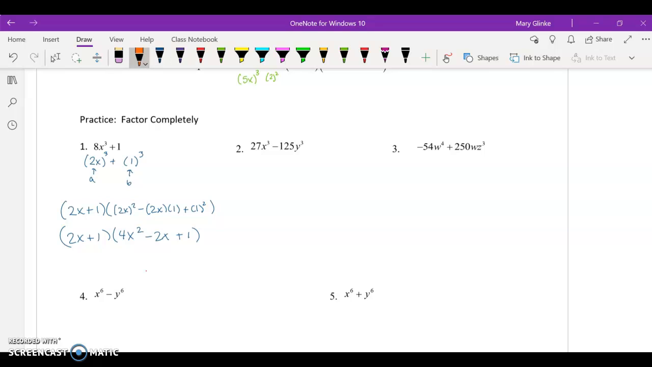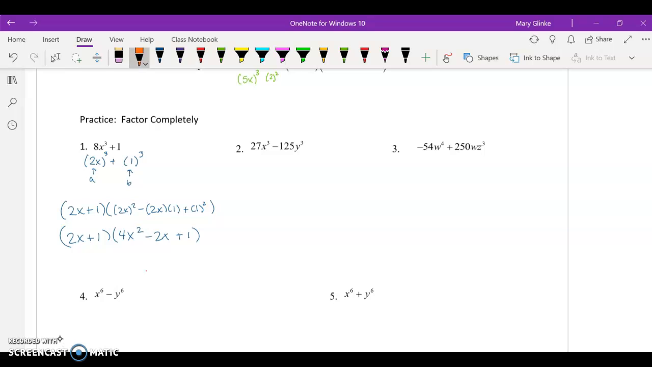First thing I'm going to do is just show you that this indeed actually works. So if you distribute here, you're going to get 8x cubed minus 4x squared plus 2x. Then plus 4x squared minus 2x plus 1. So the 4x squareds cancel out and the 2x's cancel out. We do end up with what we started with. So this formula works.